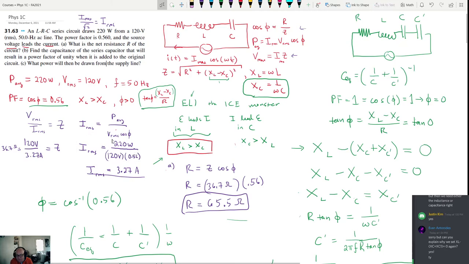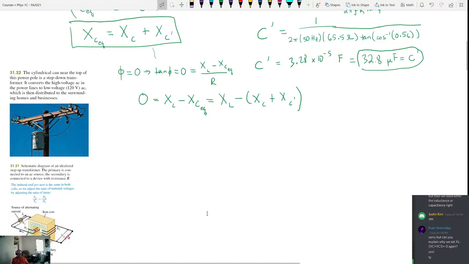But the question is, is it as simple as just taking 220 and dividing by 120? And I think the answer is no. And the reason why is because how did we find I? Well, we found I from these quantities here. But now Z is different. Z has changed now, because now this quantity is 0, which means Z is equal to just R. So we need to calculate the new current. And our new current, IRMS, should be equal to VRMS divided by our new Z. But like I said, our new Z is just the resistance of our circuit.